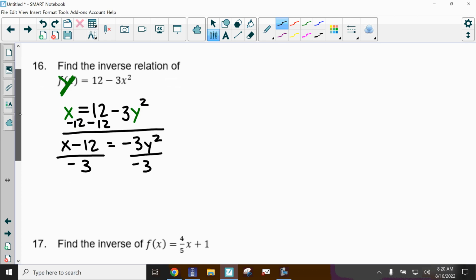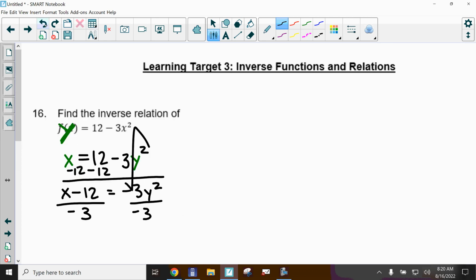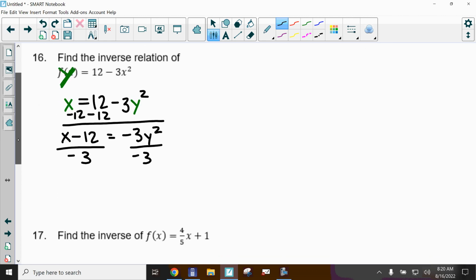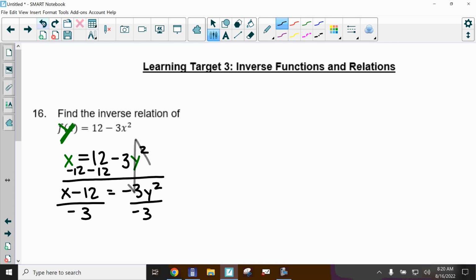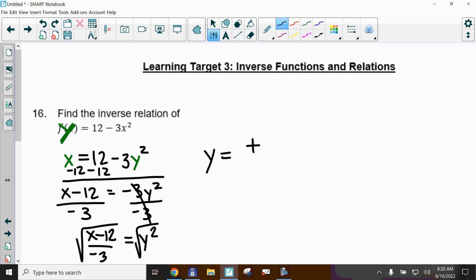So these will cross out. My board doesn't allow me to write, so I'm just going to write it like this. So we'll have y squared equals x minus 12 all over minus 3, and then we'll square root both sides. That's how you're going to get rid of the little 2 up there. So our final answer is going to be y equals plus or minus, because that happens every time you square root something, the square root of x minus 12 over minus 3. And that would be our inverse.